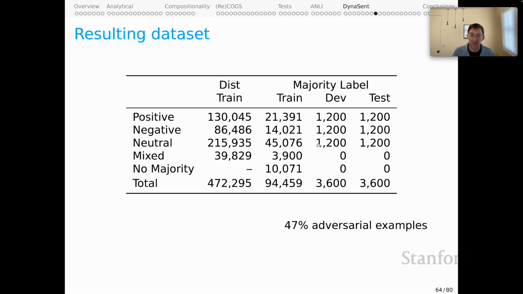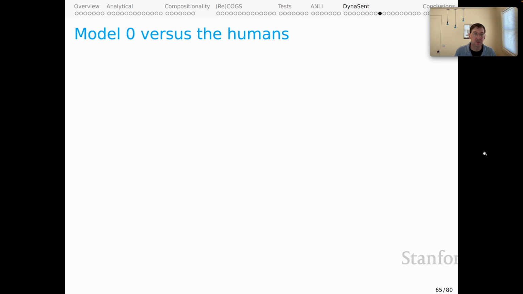For the Dev and Test sets, we restrict attention to positive, negative, and neutral to have a clean 3-class ternary sentiment problem, and we balanced across those 3 labels for both Dev and Test.